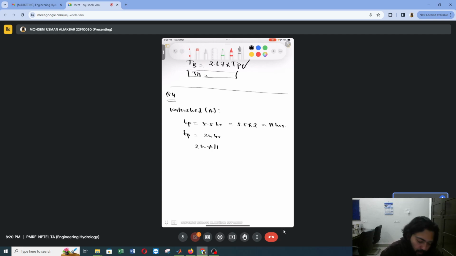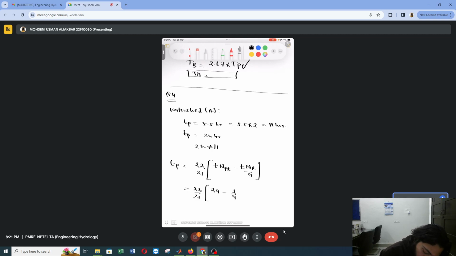So now we are going to make a correction to the basin time lag, that is, 22 by 21 of (TpR minus TR by 4), right? So 22 by 21 times (TpR, which is 24, minus the duration of rainfall, 2, divided by 4).